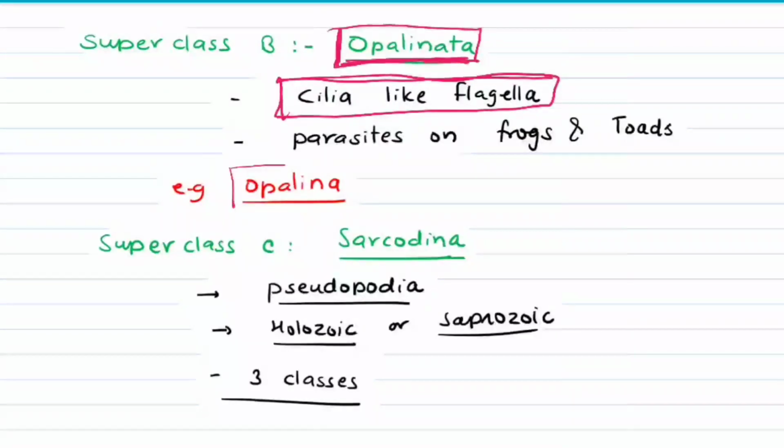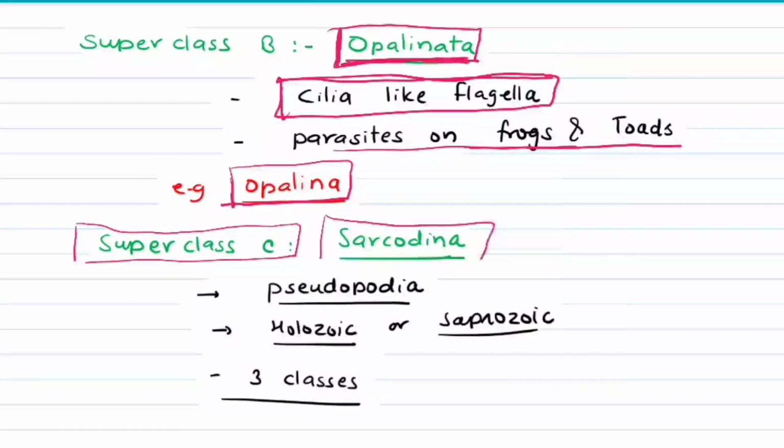Okay, so Opalina is one of the examples of the superclass Opalinata, and this Opalina protozoa also lives on frogs and toads, so we can say the mode of nutrition is parasitic, parasites on frogs and toads. Then the third superclass comes, and this is none other than Sarcodina. In Sarcodina, superclass of the subphylum Sarcomastigophora, locomotion is done by pseudopodia. So pseudopodia, we take an example like amoeba.